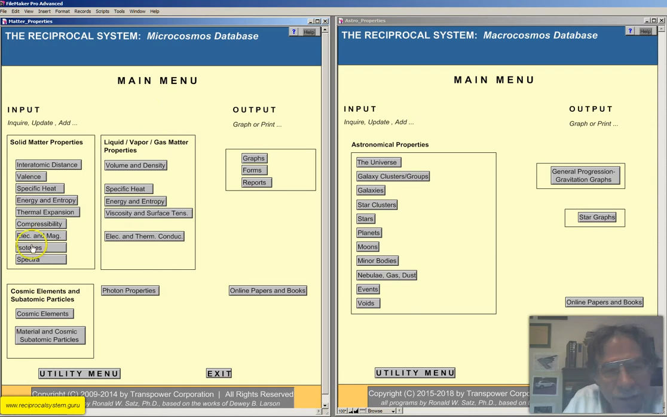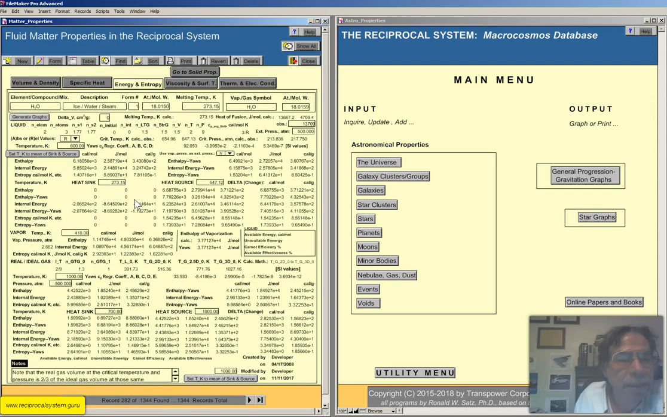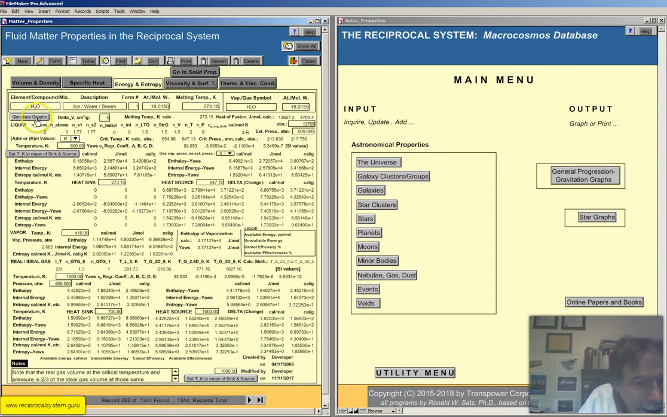We've covered all these solid matter properties, and now we're going to talk about energy and entropy for liquid, vapor, and gas matter properties. So let's click here, and up the layout comes. A lot of stuff here. I have this divided up into a liquid section here, a vapor section here, and a real or ideal gas section here.